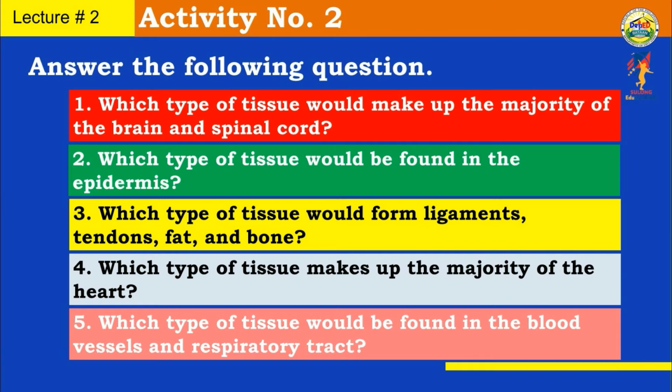For the second activity, we are going to answer these 5 questions. For number 1, which type of tissue would make up the majority of the brain and spinal cord? Number 2, which type of tissue would be found in the epidermis? Number 3, which type of tissue would form ligaments, tendons, fat, and bone? Number 4, which type of tissue makes up the majority of the heart? Number 5, which type of tissue would be found in the blood vessels and respiratory tract? I will give you 1 minute to answer these 5 questions.